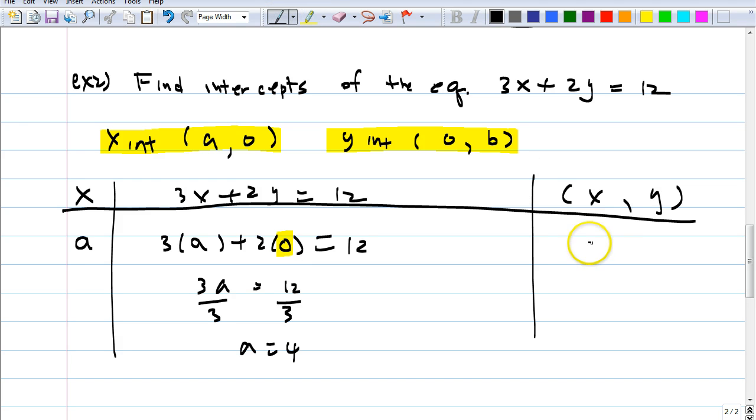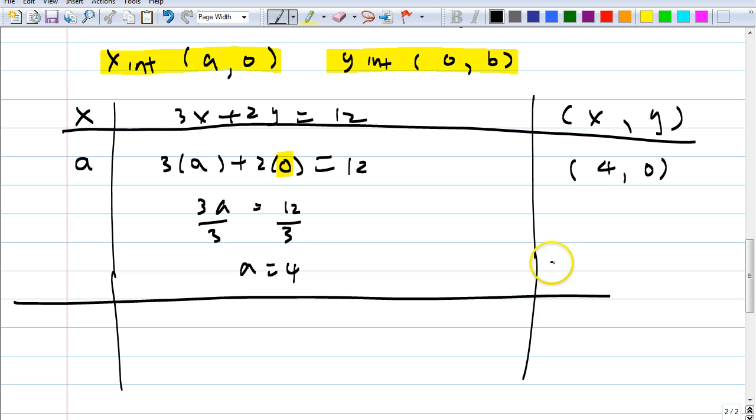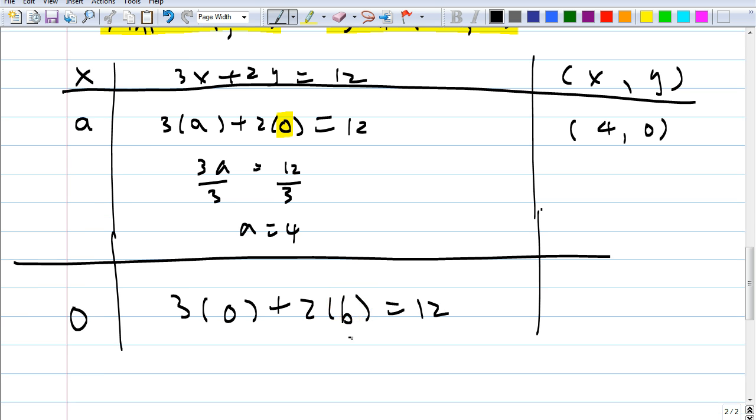What's your ordered pair? A is 4, so we found it: 4 comma 0. Is that okay? Now for the y-intercept, what am I going to plug in? 0 for what? X, because you want to have y. So you get 3 times something plus 2 times something equals 12. What goes in here then? 0. What goes in here? B.